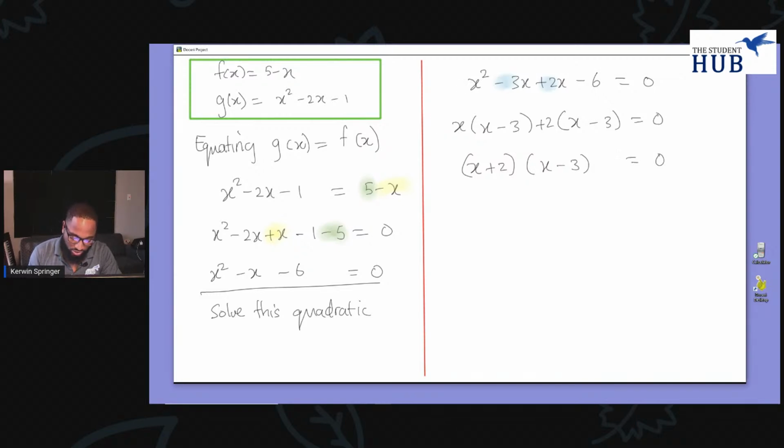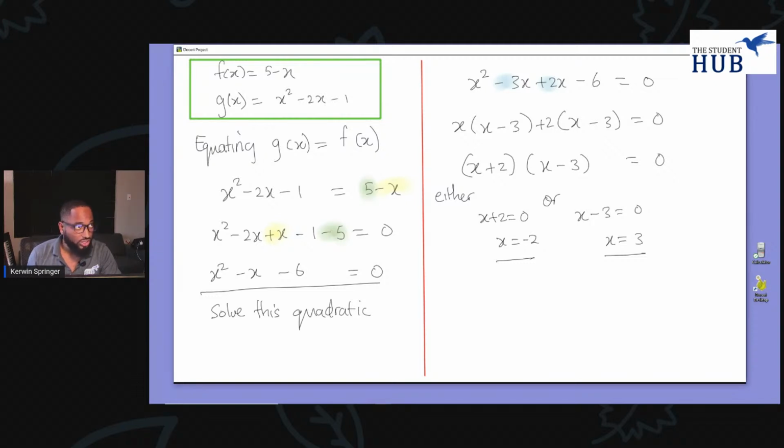When we factorize the quadratic and reach this stage, we say either x plus 2 is 0 or x minus 3 is equal to 0. Because if you multiply two things and you're getting 0, it means one of them must be 0. Maybe this one is 0 or maybe that one is 0. If x plus 2 is equal to 0, x must be -2. And if x minus 3 is equal to 0, x must be 3. So we figured out two possible values for x.